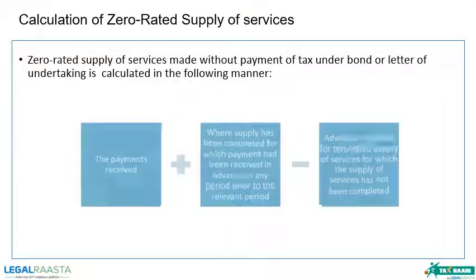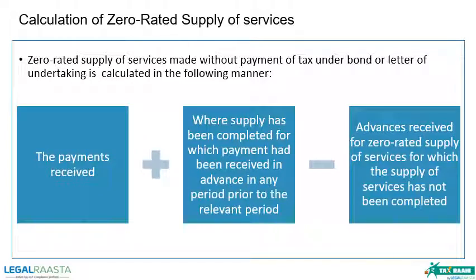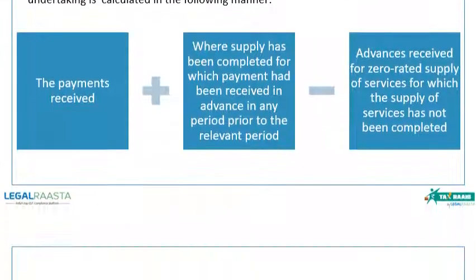Calculation of zero-rated supply of services means the payments received during the relevant period for zero-rated supply, plus the advance payment for completed supply received in any period prior to the relevant period, minus advances received for zero-rated supply for which the supply has not been completed during the relevant period.